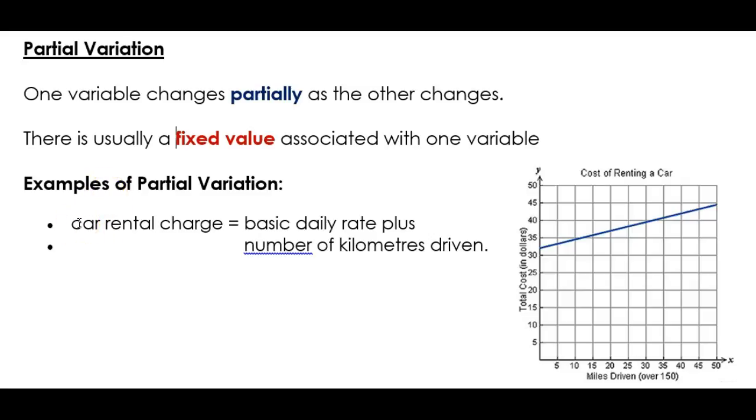An example of a situation that we would consider to be a partial variation would be a car rental charge, where there's a basic daily rate plus a charge for the number of kilometers driven, right? So I can tell from the graph of this function that this is not a direct variation. It's only a partial variation because my y-intercept is not at 0, 0. There is an initial or a fixed value at the beginning, right? And then after that point, I see y varying with x. So that's just one example. Let me talk about a couple of others.